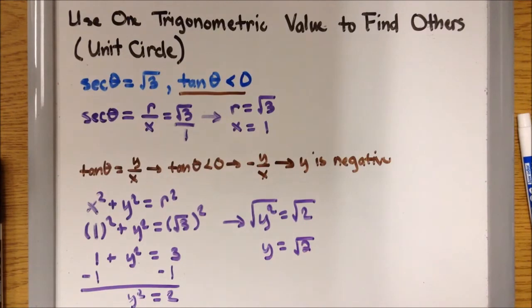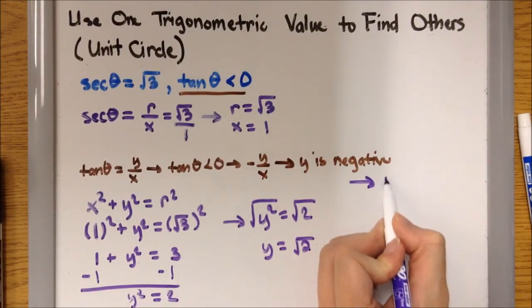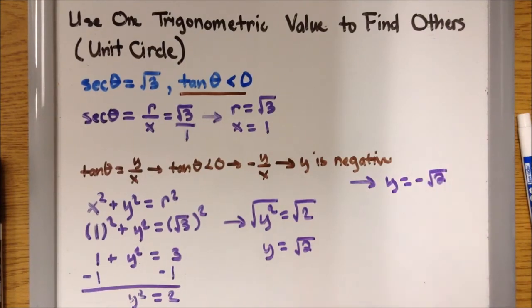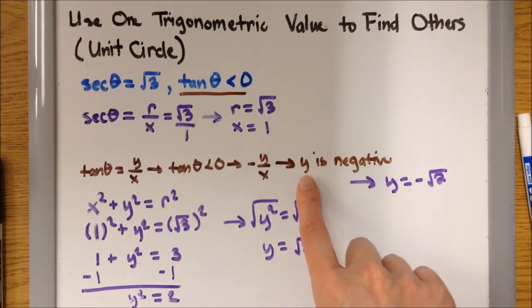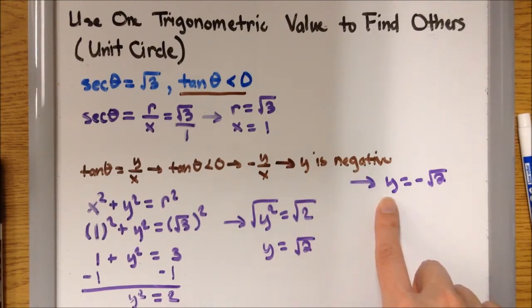Now, keep in mind, y is negative. So therefore, y is the negative of square root of 2. So even though we find the value of y, we have to be mindful. We cannot forget that y is supposed to be negative. So the true value of y is the negative of square root of 2.